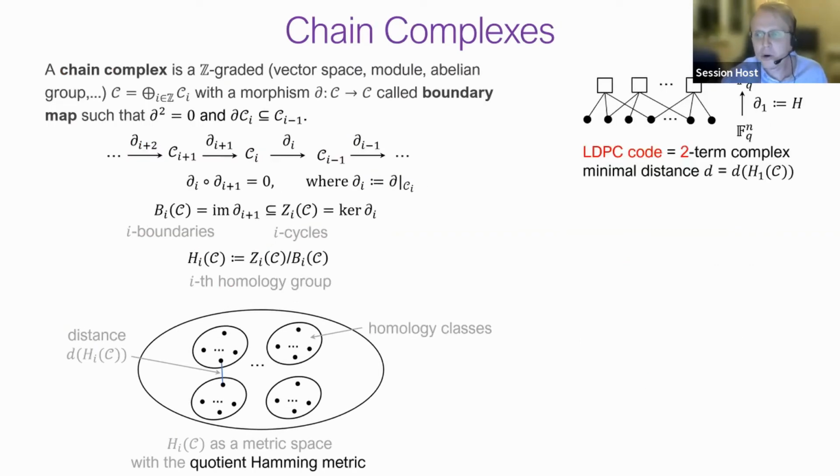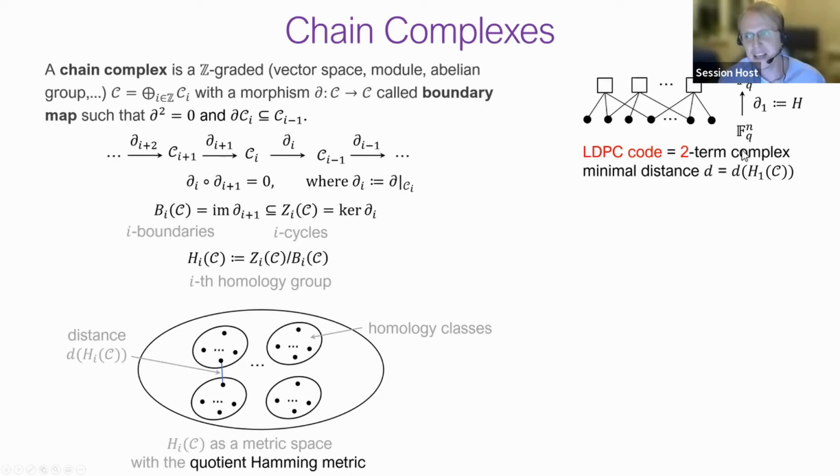Okay, but how do we view LDPC codes as chain complexes? For example, a classical LDPC code is just a two-term chain complex. You have the first term that corresponds to bits, and the second term that corresponds to checks. And this boundary map is just the parity check matrix. And the distance is just the standard distance, which in fact corresponds to this homological distance.